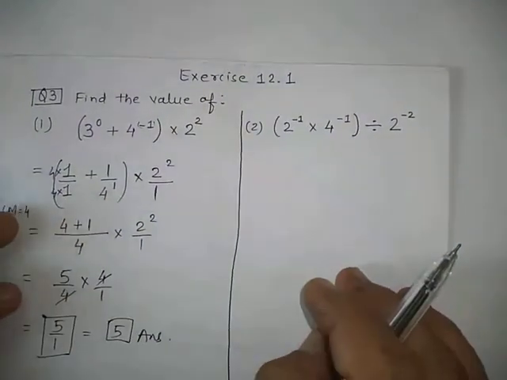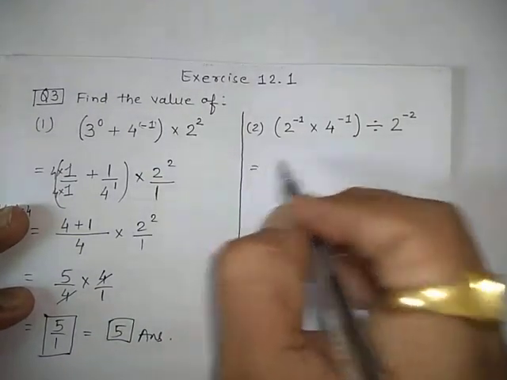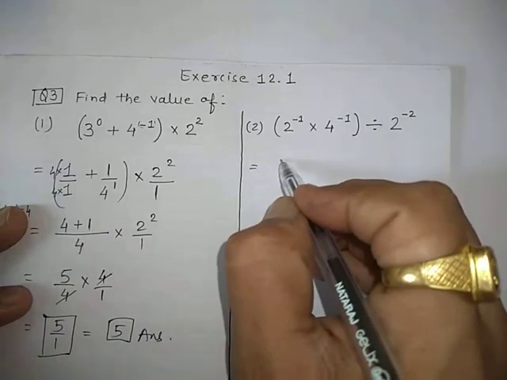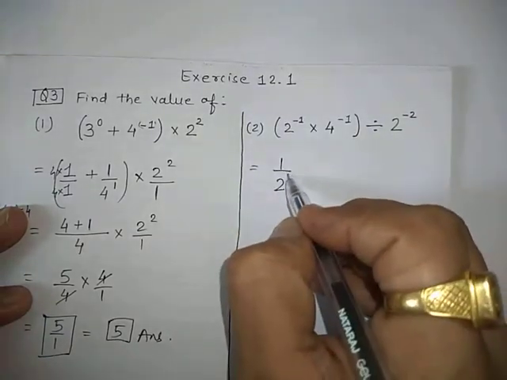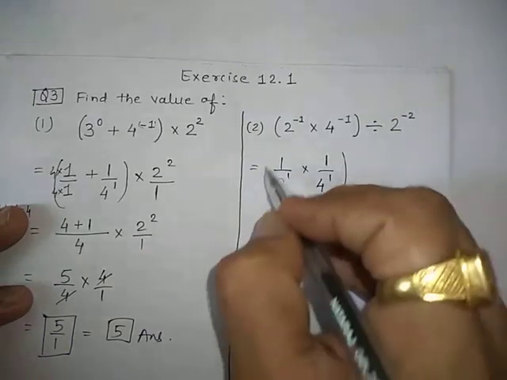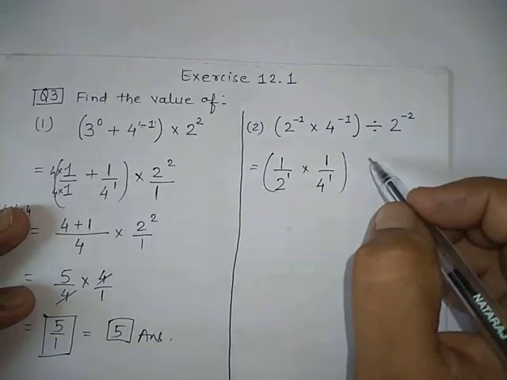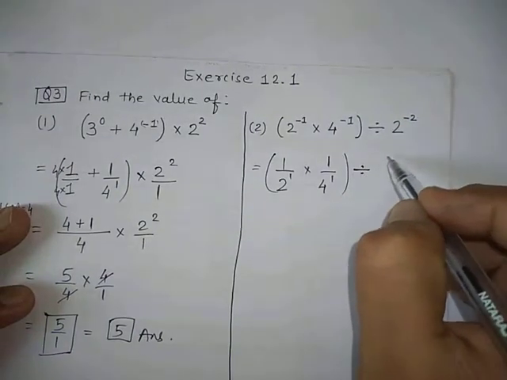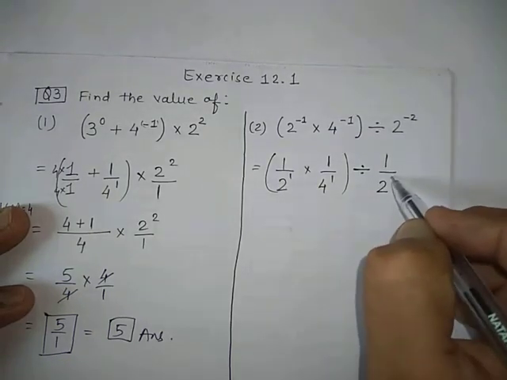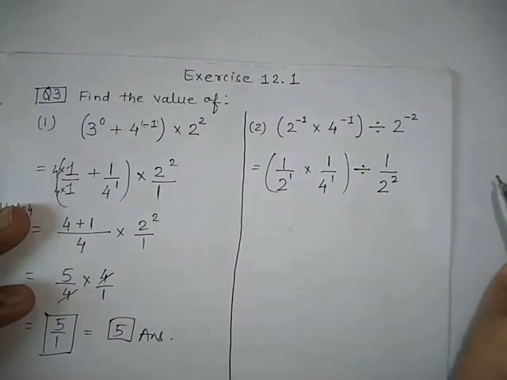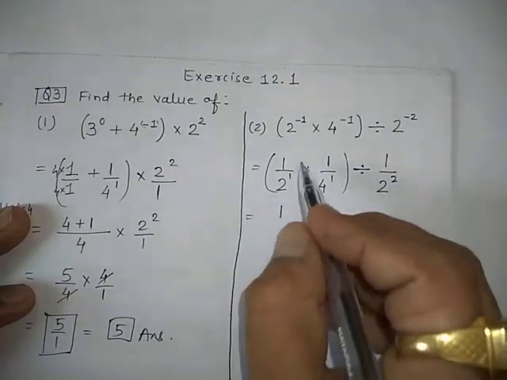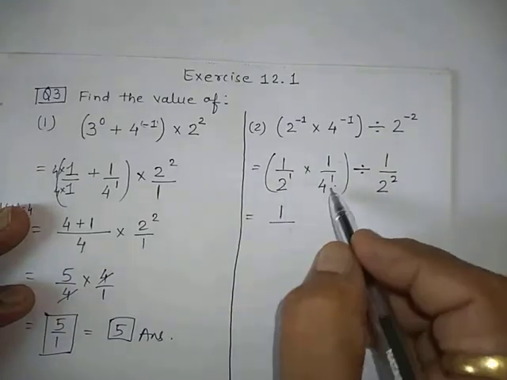Similarly, we can solve the second one also. Make this term positive. So 1 by 2 raised to 1 multiplied by 1 by 4 raised to 1 in brackets. Then division is given. The division stays a division but we take the reciprocal, so the term becomes positive. Now we will just solve this one. 1 1s are 1, and 2 is 1 power and 4 is also 1 power.